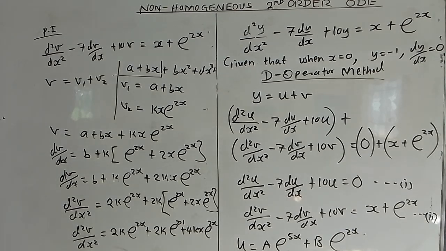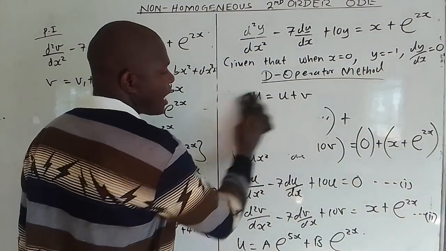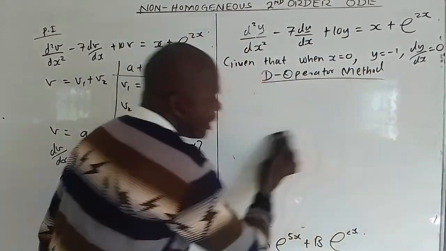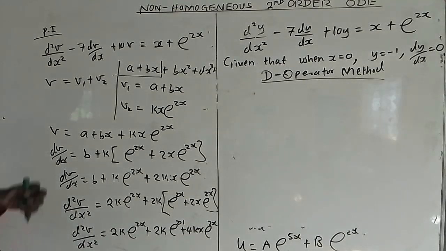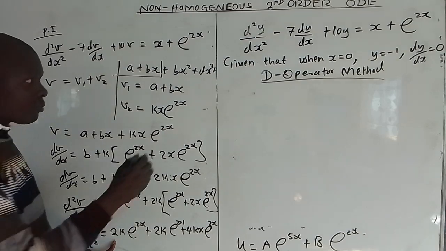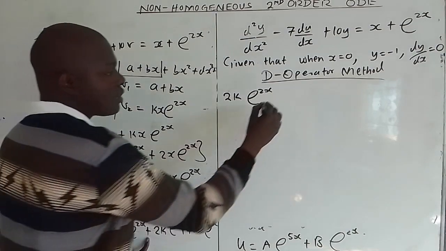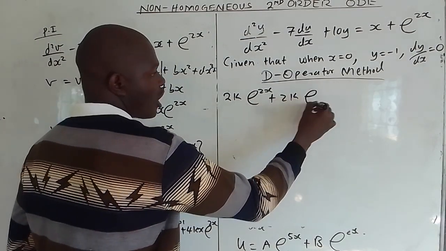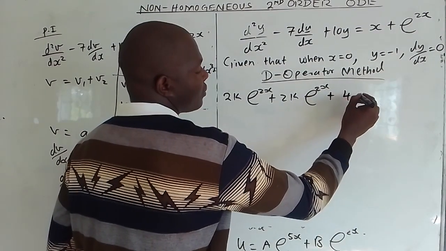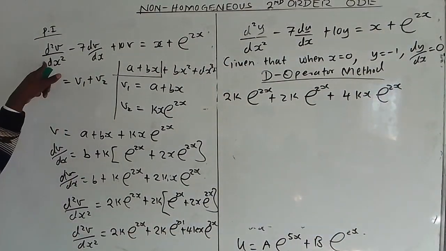So look at this. This one is going to be very simple. Substitute them back. Let me have this part to substitute them. I only leave this down as solution here, isn't it? I substitute them back. So the first one, d squared v over dx squared, what have you found? You found 2k exponential 2x plus 2k exponential 2x plus 4kx exponential 2x. You are done with this, isn't it?